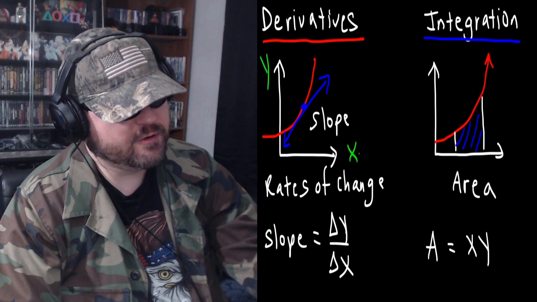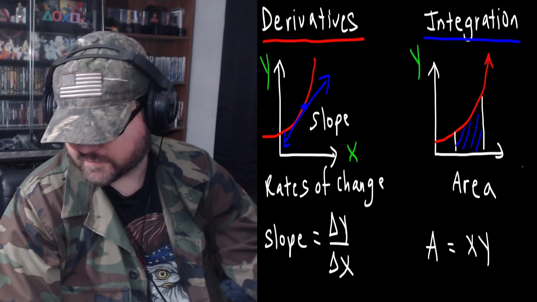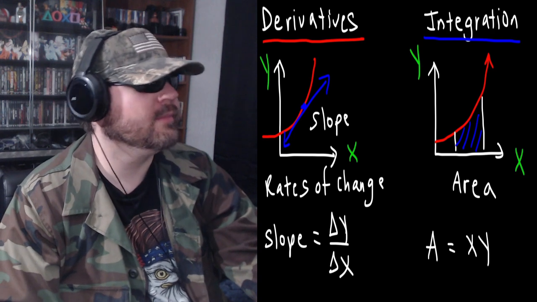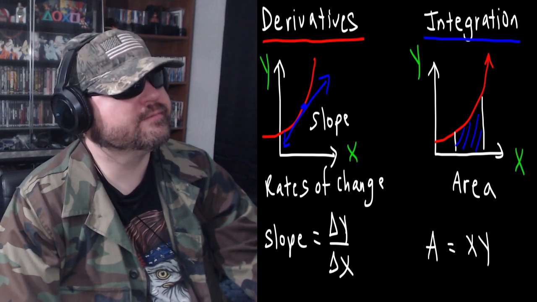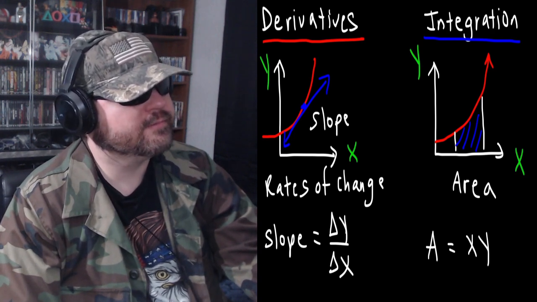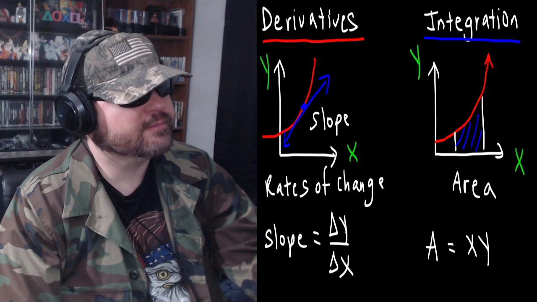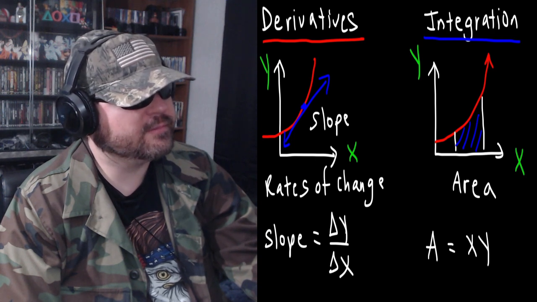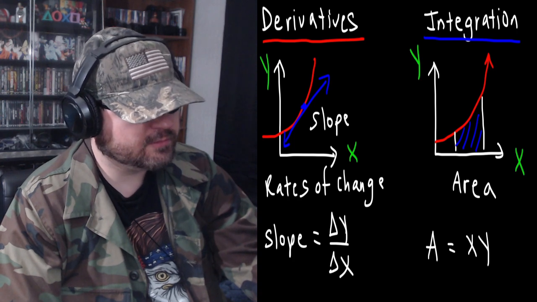Whereas when you're integrating, you're multiplying the y values by the x values. And multiplication and division, they're opposite processes. And that's essentially what you're doing when you're differentiating and integrating. Now, of course, it's a little bit more complicated than that, but that is the gist of it.